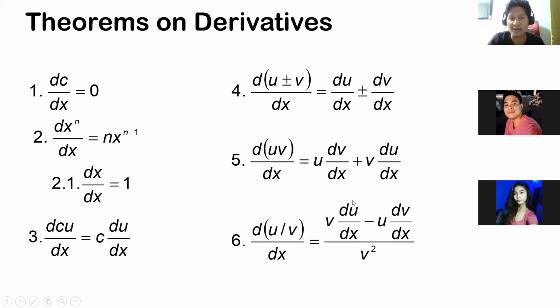Same thing with your quotient rule. Okay, so we have this. If you remember our mnemonic device, low d-high minus high d-low over low squared. Okay, or the denominator times the derivative of the numerator, minus the numerator times the derivative of the denominator, over the square of the denominator. Take note, you cannot reverse this because of the minus. Otherwise, your derivative will be the negative of the derivative.